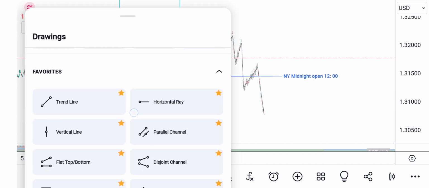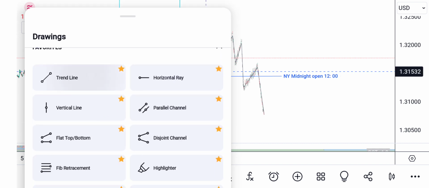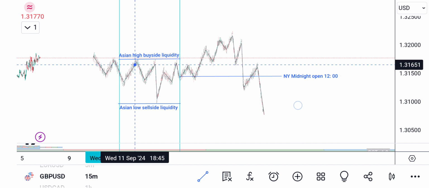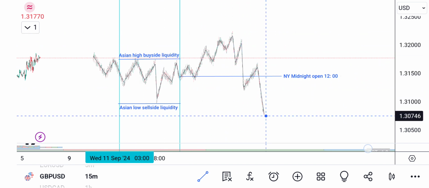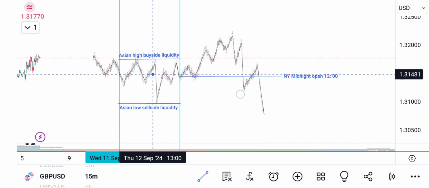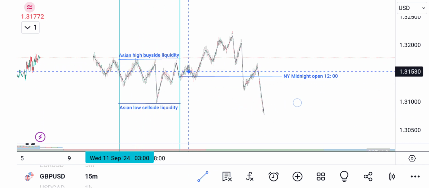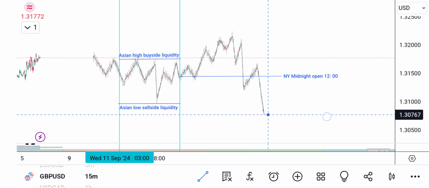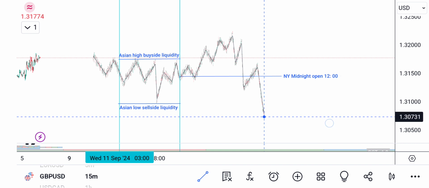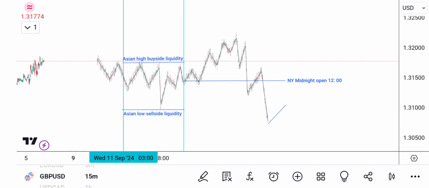ICT power of 3. I hope this is clear. This is what? Accumulation. This is what? Manipulation. And this is what? Distribution. Accumulation during Asia, manipulation during London, and then distribution during New York. It is as simple as that. Sometimes you see the market will close here during the PM session to close the daily candle. That is all. There's another thing.